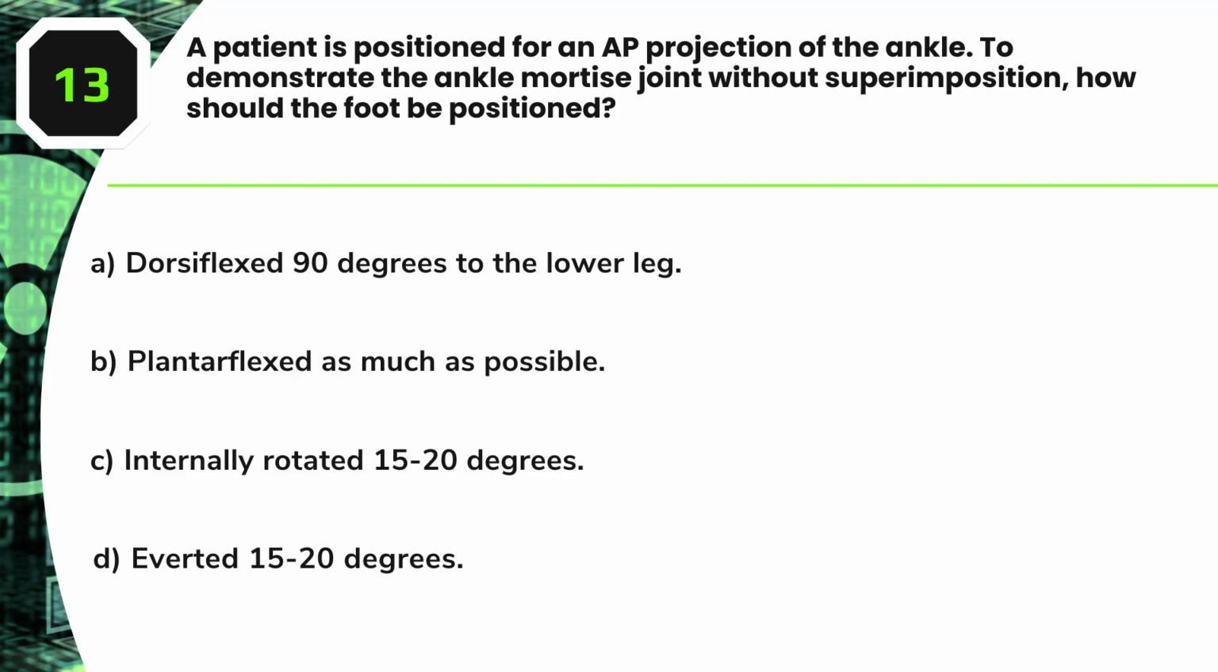Question 13. A patient is positioned for an AP projection of the ankle. To demonstrate the ankle mortise joint without superimposition, how should the foot be positioned? A. Dorsiflexed 90 degrees to the lower leg. B. Plantarflexed as much as possible. C. Internally rotated 15 to 20 degrees. D. Everted 15 to 20 degrees.